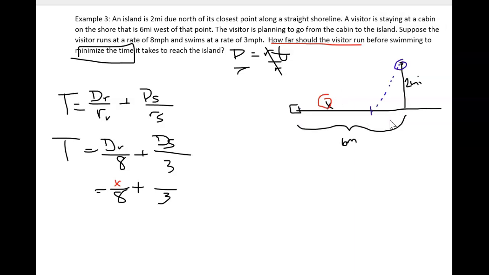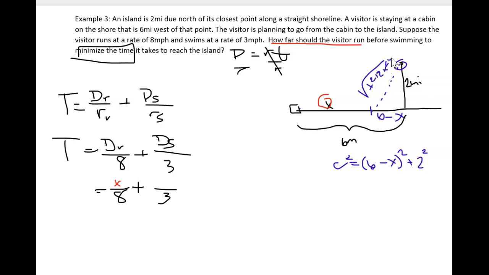So let's start with the shoreline. I know that I have 6 miles total, and I know that I'm going to run x of those. The leftover amount is 6 minus x. Well, now we can use the 6 minus x and the 2 to solve for our hypotenuse with the Pythagorean theorem. 6 minus x, quantity squared, plus 2, quantity squared, equals c squared, which means that our numerator, if we fully simplify this, we should get the square root of x squared minus 12x plus 40.